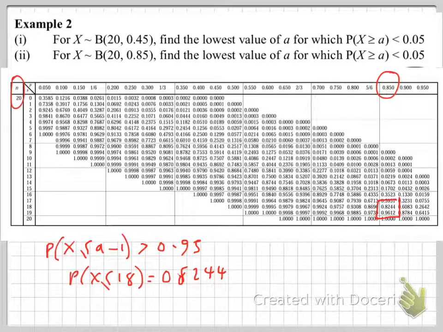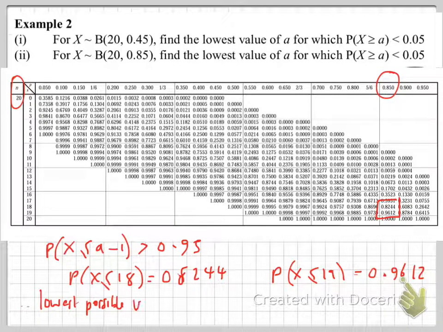And we also have the probability x is less than or equal to 19 equals 0.9612, which is the one we want because it's above 0.95. Therefore, we can conclude the lowest possible value of a minus 1 equals 19, and so the lowest possible value of a equals 20.